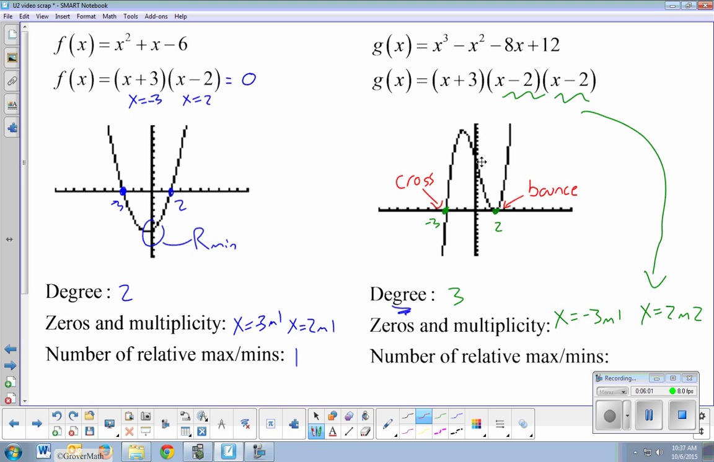And so the graph is bouncing. It doesn't cross the x-axis. It just hits the x-axis and then bounces away. And really what we call is the x-axis is tangent to the graph at this point, but we can refer to it as a bouncing root.